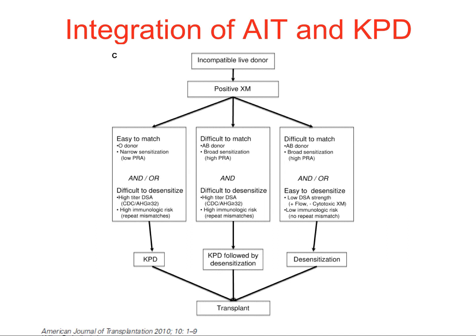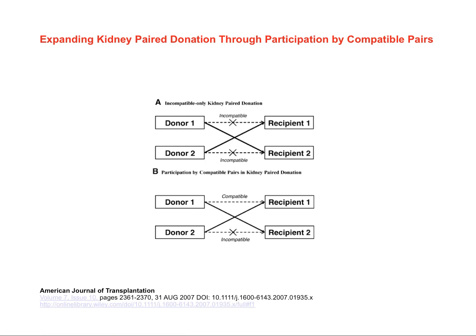And of course, you could try and integrate these two approaches. So you could take your positive cross-match and you could say, yes, this patient will be difficult to desensitize for a variety of reasons, therefore I'll go to a shared kidney scheme. Or you could take someone who's difficult to match but would be easy to desensitize for whatever reason, and then you might proceed directly to desensitization. And of course there might be people in the middle ground where you would try some cycles of paired exchange, and if that was unsuccessful, you would proceed to desensitization.